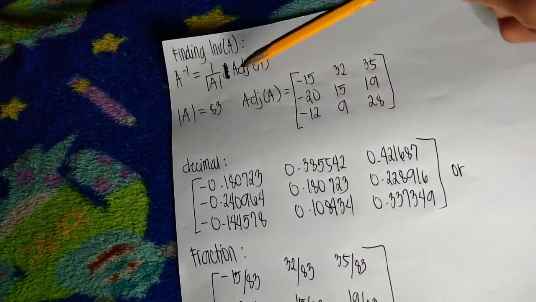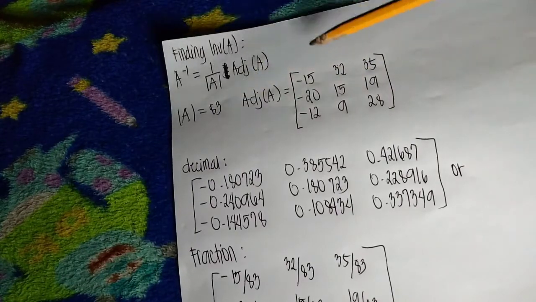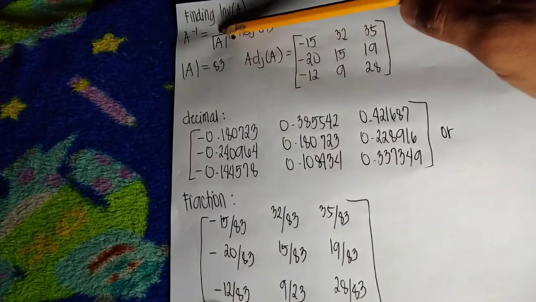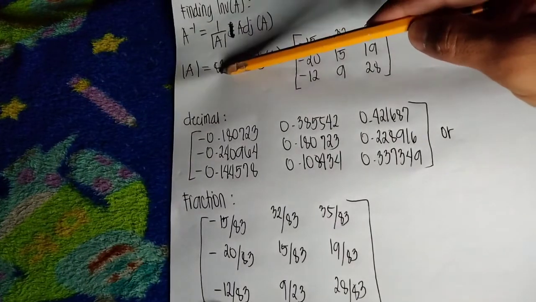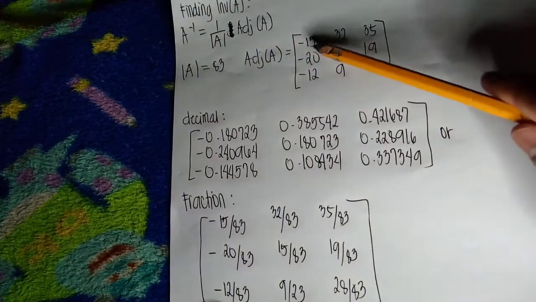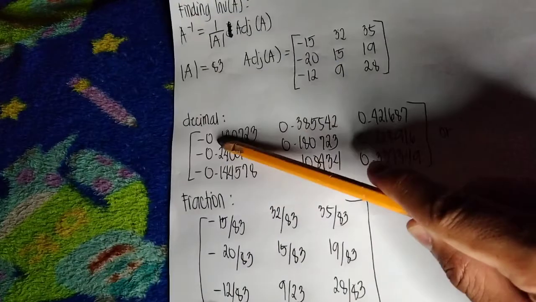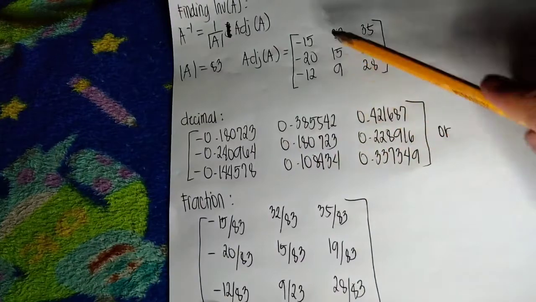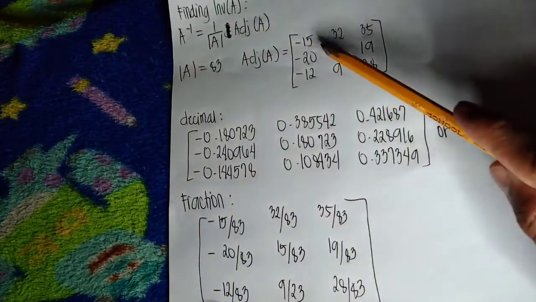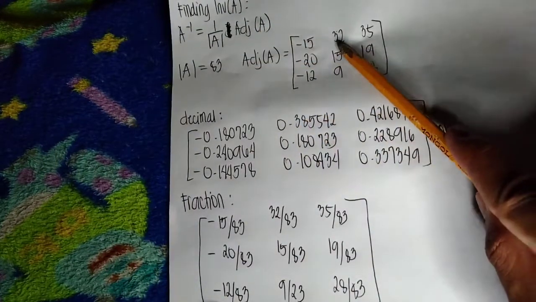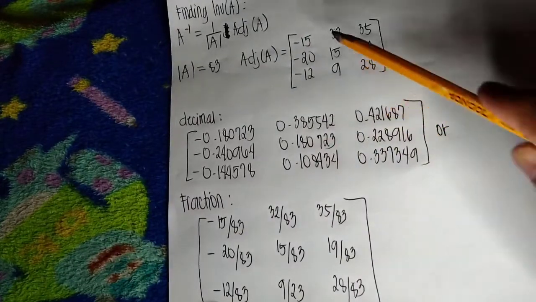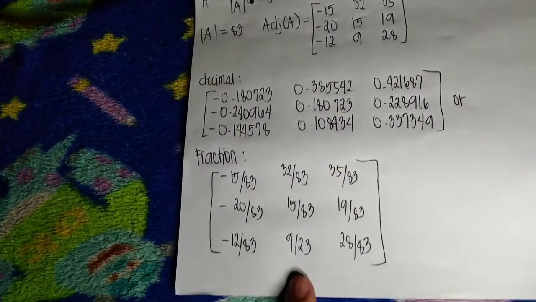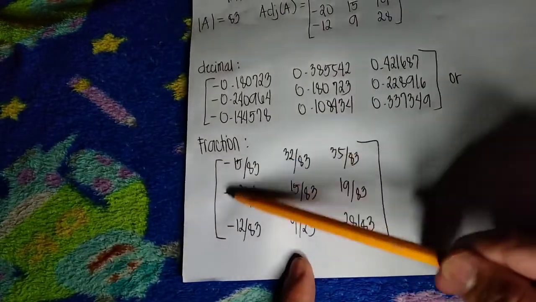Isa-isahin mo yan sa pag-compute. Tapos, yung answers niyan is ito. 1 divide 83 is 83 lang, di ba? Tapos, i-times sa negative 15, magiging negative 0.180723, and so on. Ganunin mo lang dito sa second, then so on. Tapos, kung gusto mo fractioning answers mo, ito yung mga answers niya.